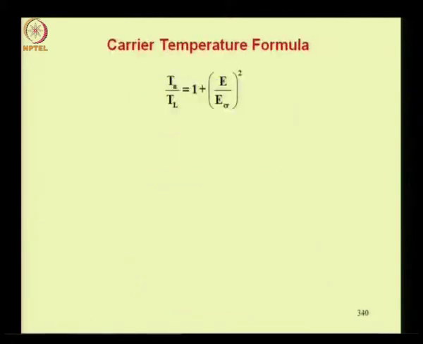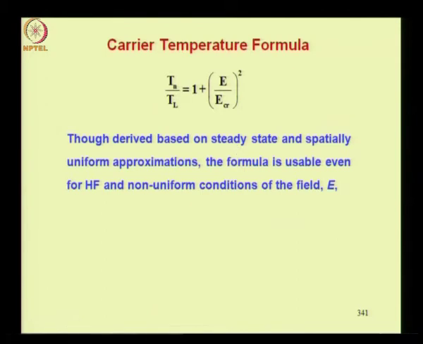Let us begin with the carrier temperature formula, which is given by, for electrons, Tn, which is the temperature of electrons, divided by the lattice temperature. So this ratio is equal to 1 plus the electric field divided by the critical electric field, the whole square. Though derived based on steady state and spatially uniform approximations, the formula is usable even for high frequency and non-uniform conditions of the field E.